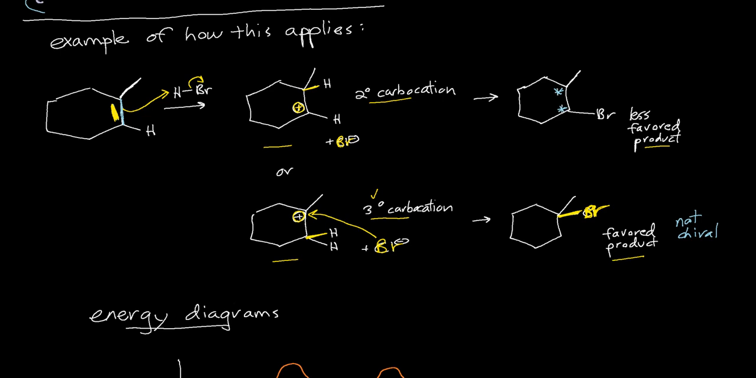So even though this is the less favored product, we can just analyze this for a moment. This is going to result in, if you recall from the end of the last unit, 4 different stereoisomers possible. So we're always on the lookout for this. They're all going to be diastereomers and enantiomers.